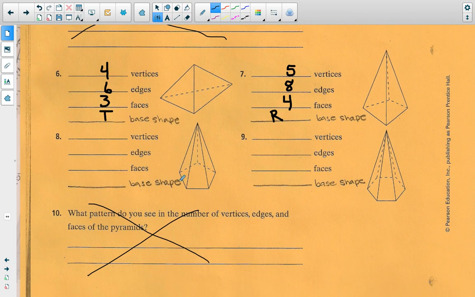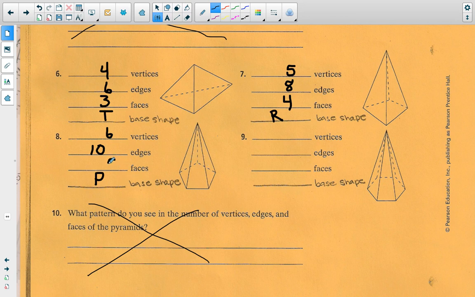Okay, what's this one? This is a pentagonal pyramid. My base is a pentagon. Let me count them. My vertices: 1, 2, 3, 4, 5, and 1 on top, so 6. My edges: 1, 2, 3, 4, 5, 6, 7, 8, 9, 10. And my number of faces that are not bases are 1, 2, 3, 4, 5.